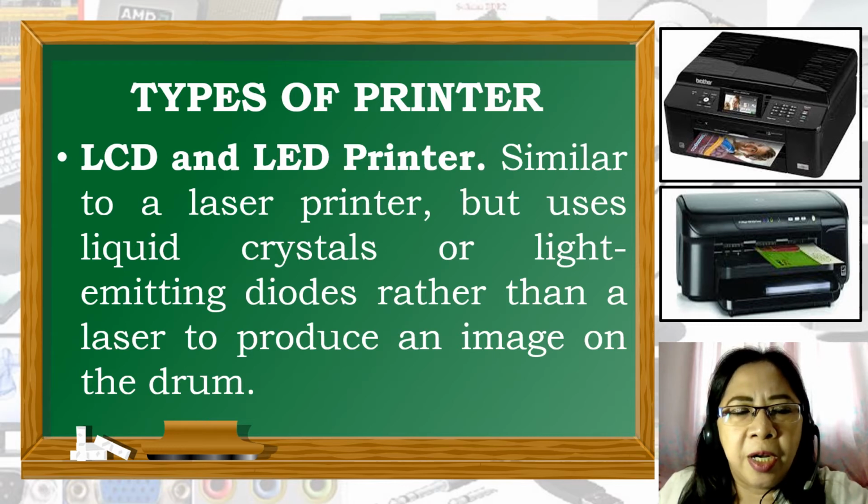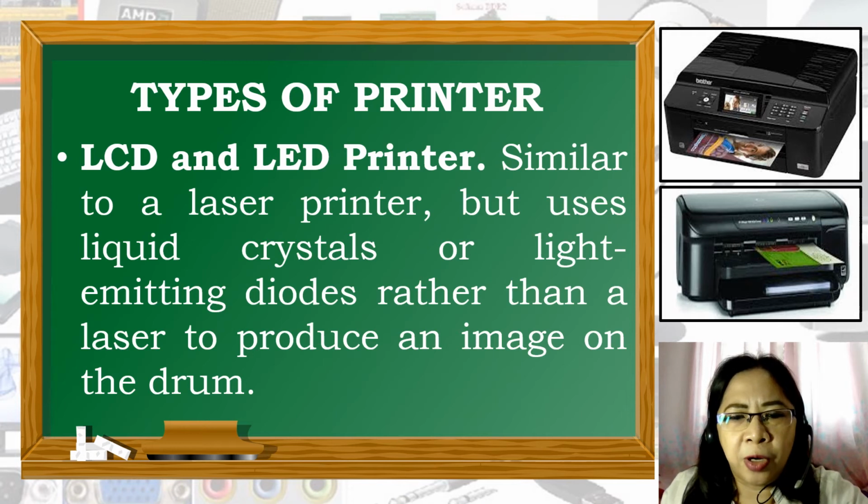Another type of printer is the LCD and LED printer. Similar to a laser printer, but uses liquid crystals or light-emitting diodes rather than a laser to produce an image on the drum. The difference between the two is the placement and type of light used. LEDs use diodes, while LCDs use fluorescent lights. LEDs are also slimmer than LCDs and provide a better quality, clearer picture with high definition.